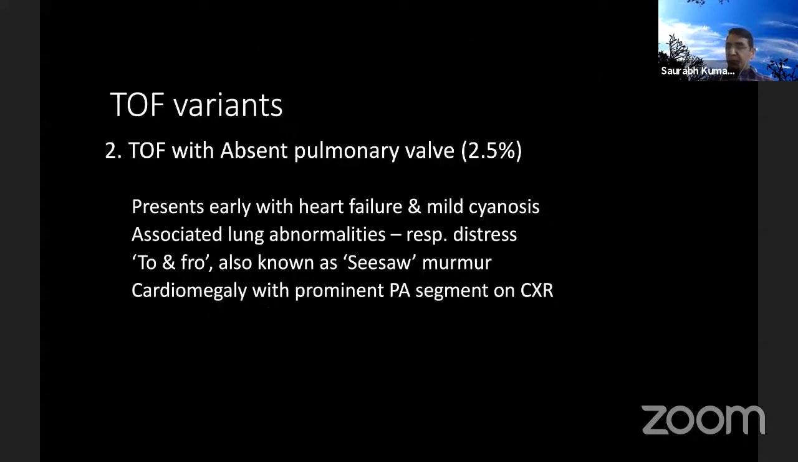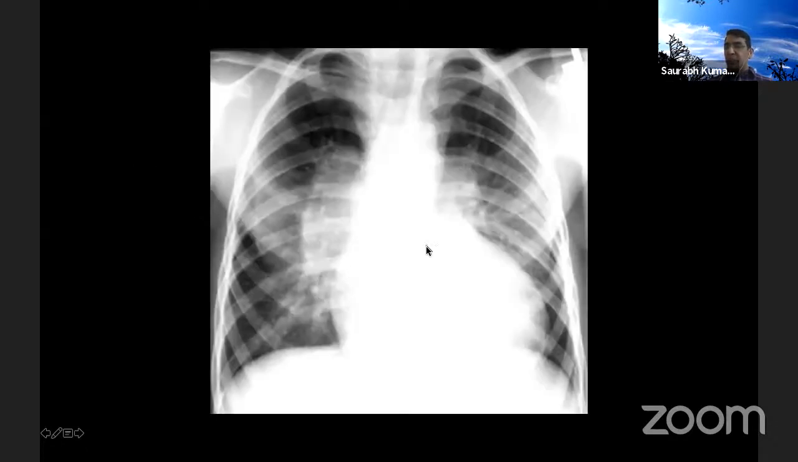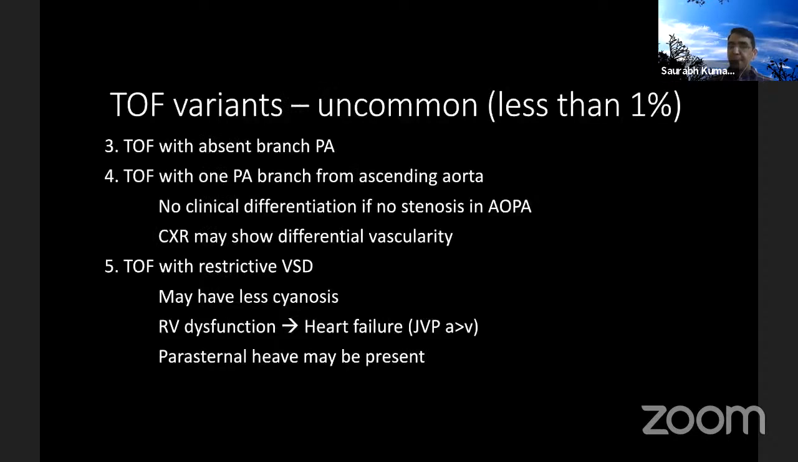Other one is absent pulmonary valve. I think this is again seen more commonly in young children, not so common in adolescents and adults, but it has a typical to and fro murmur, and the patient would have cardiomegaly with increased pulmonary blood flow and mild cyanosis compared to TOF patients. Others, like they may have absent branch pulmonary artery or one of the pulmonary arteries coming from ascending aorta, or they may have restrictive VSD.